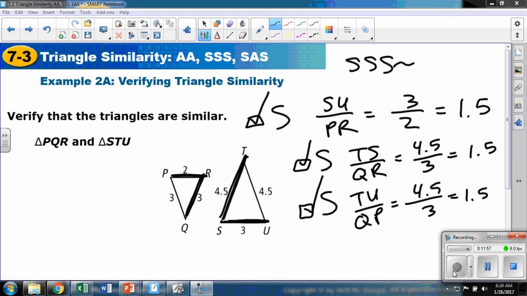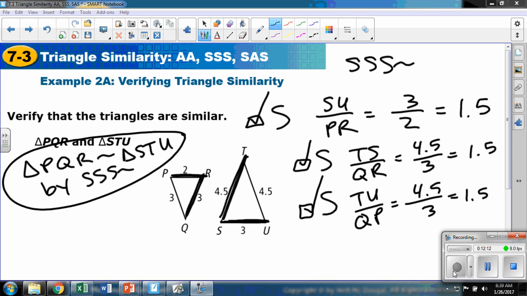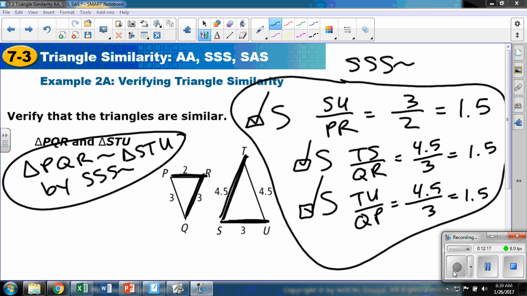So there we go, we've got it. We would have triangle PQR similar to triangle STU by side similarity, and this is the work we would show to prove it. This is our work that puts down everything, completing our checklist. We know that these are similar.